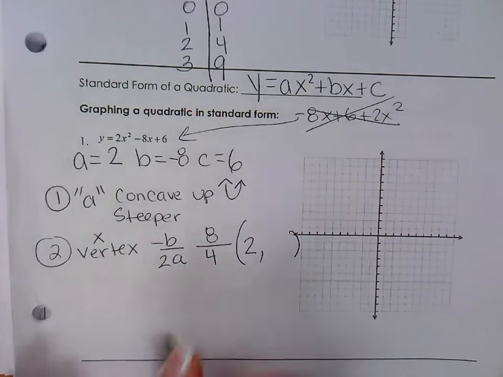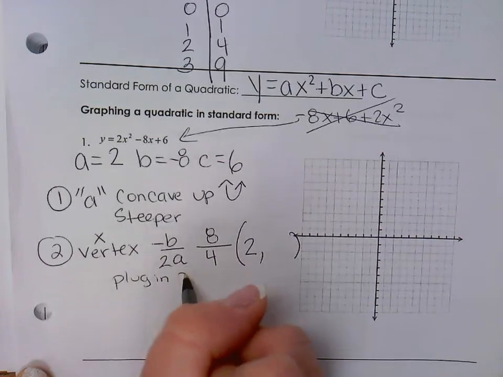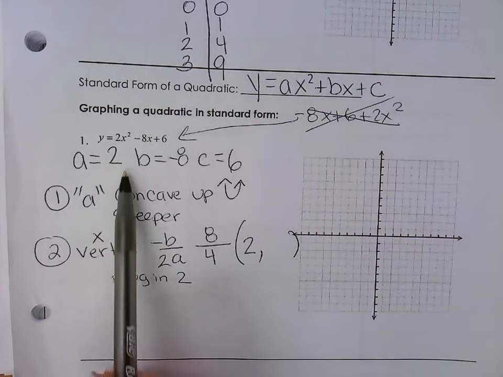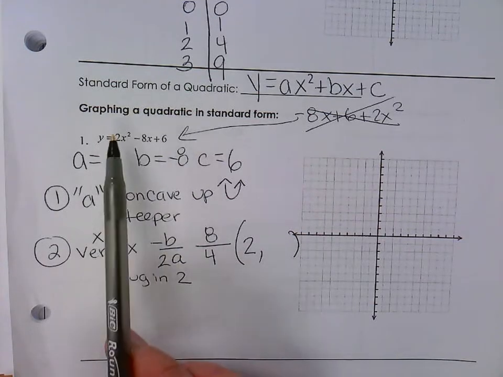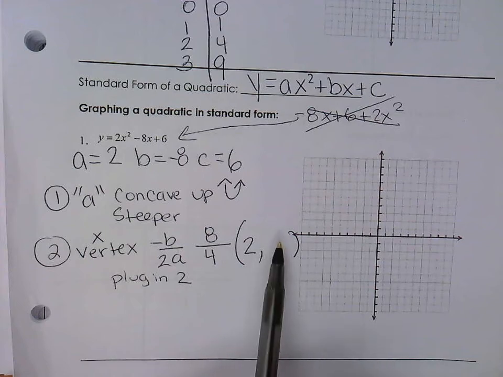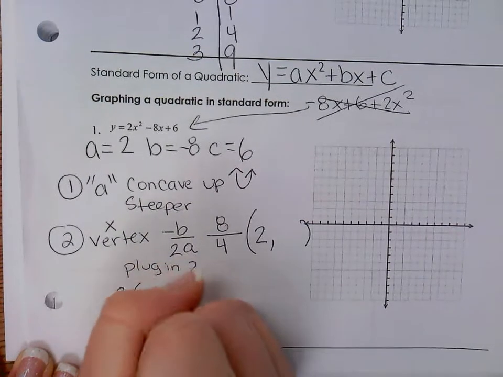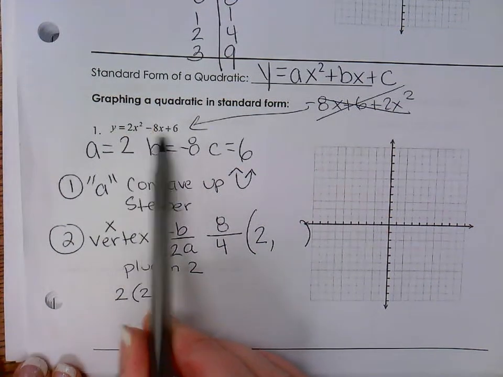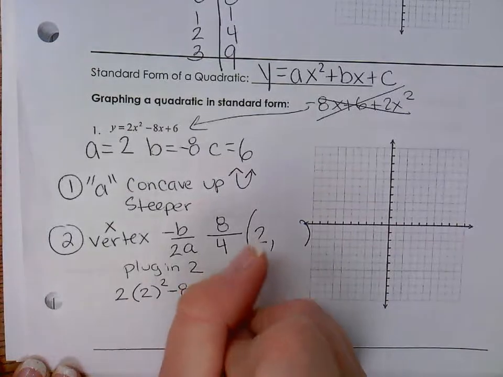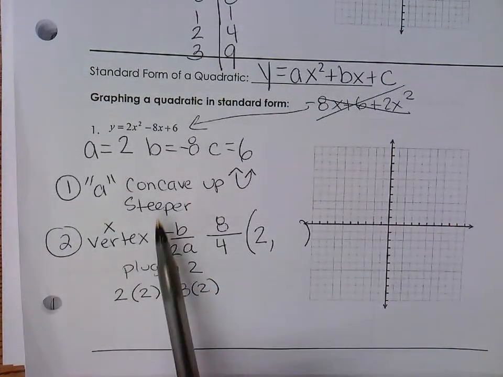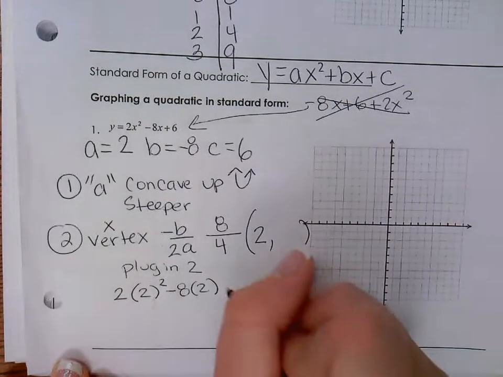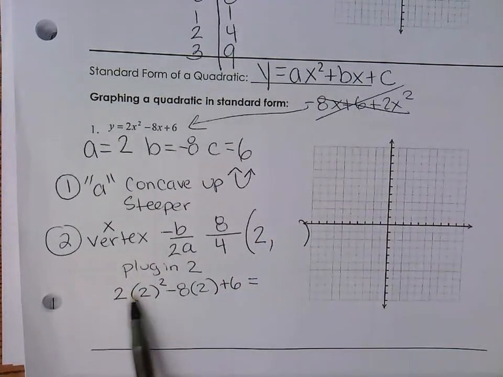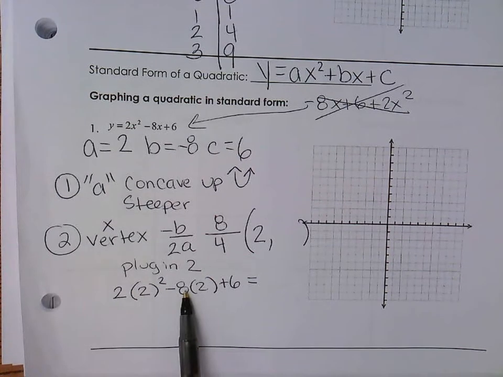So then you're going to plug in 2, right? So x is 2. I'm going to plug 2 into the original function for all those x's to produce my y value. So I'm going to do 2 times 2 squared, because it says 2x squared. And then it says -8x, so I'm going to write -8 times 2. And then it says add 6, so +6. So I plug in 2 to the original function: 2 times 2 squared, -8 times 2, plus 6.